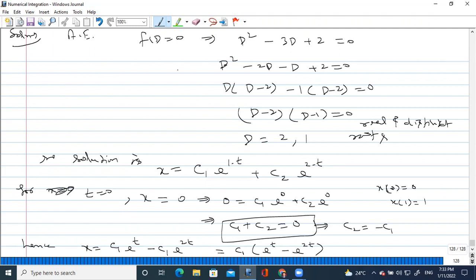Now I will apply the second boundary condition. Then we will get both constants. Note down this.